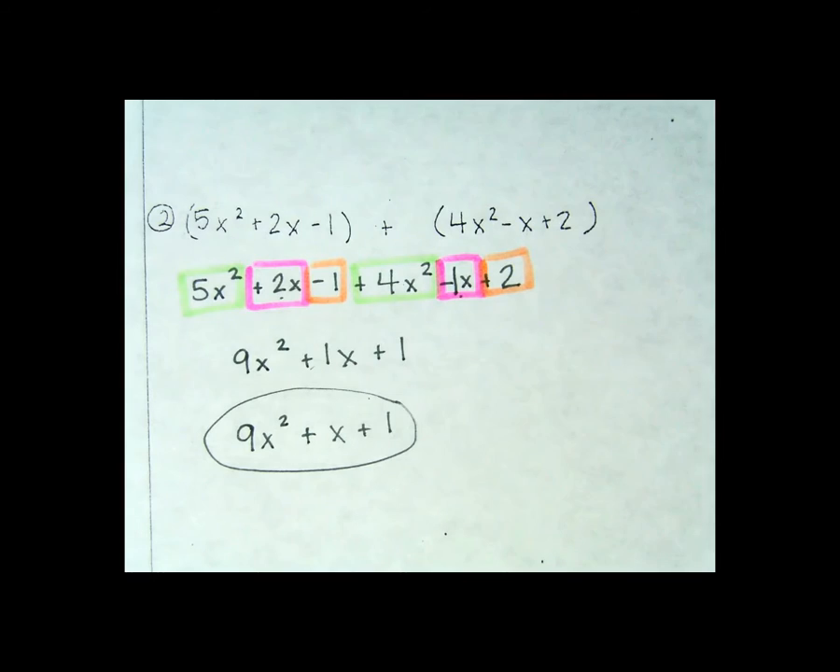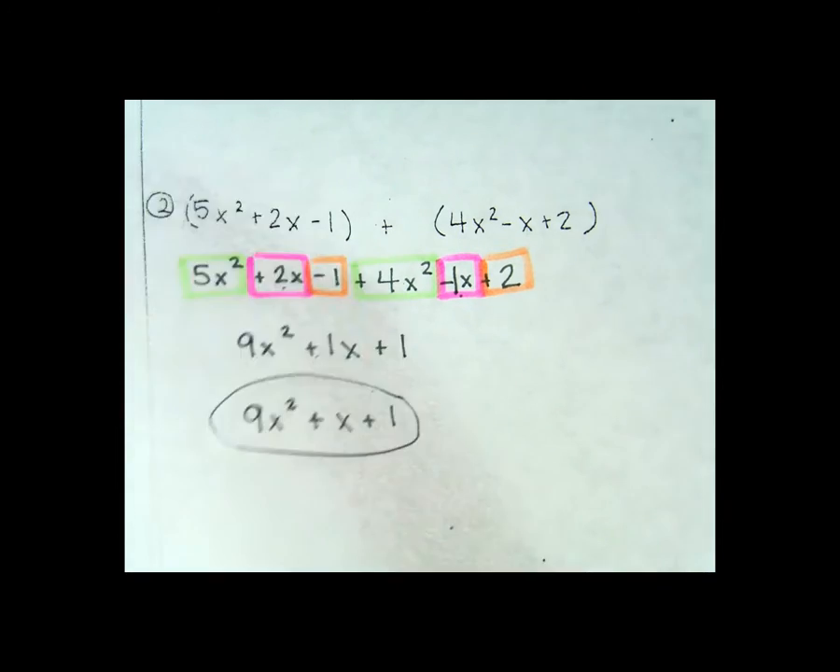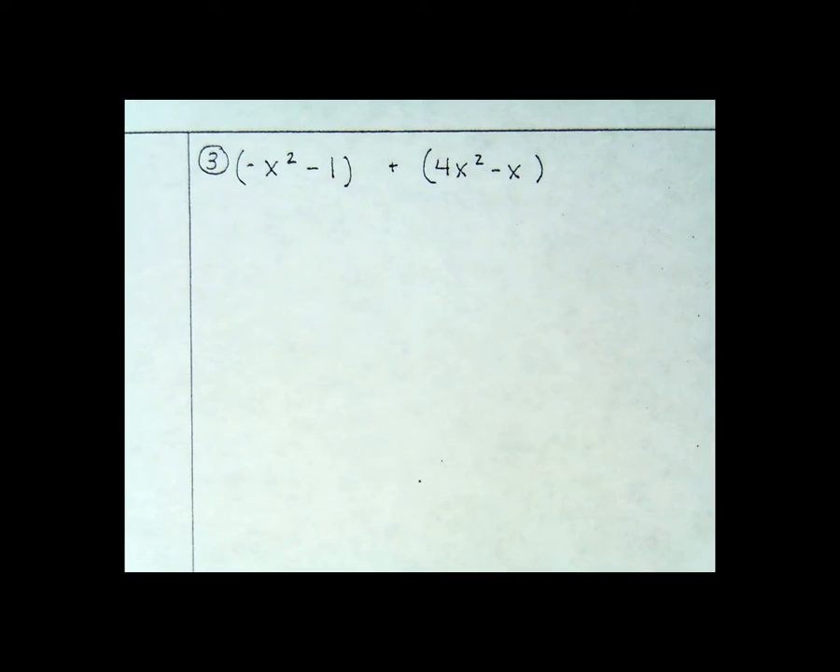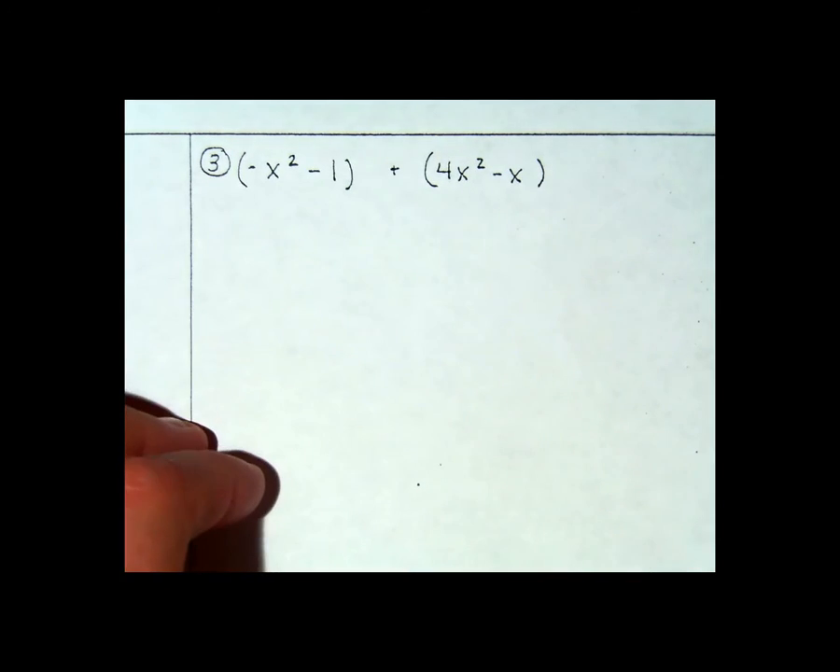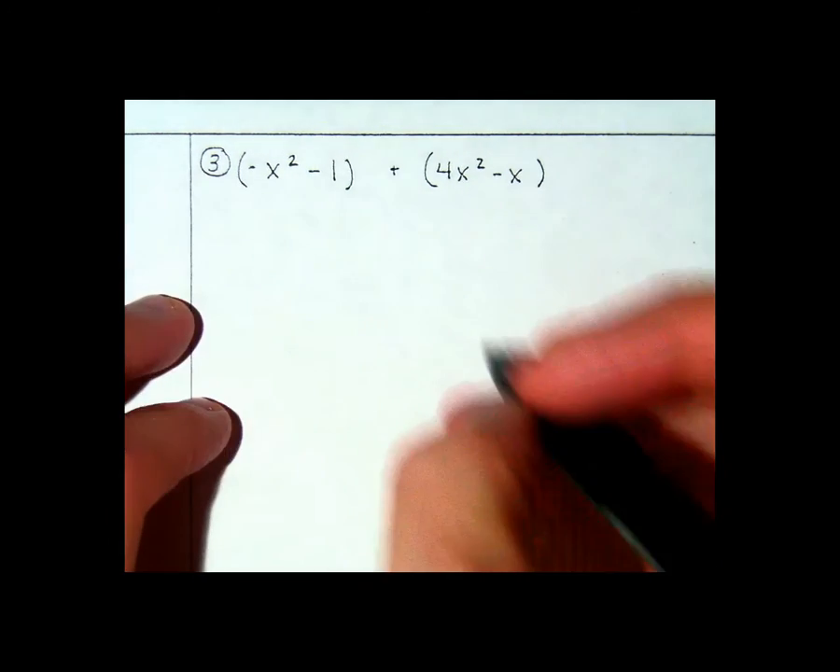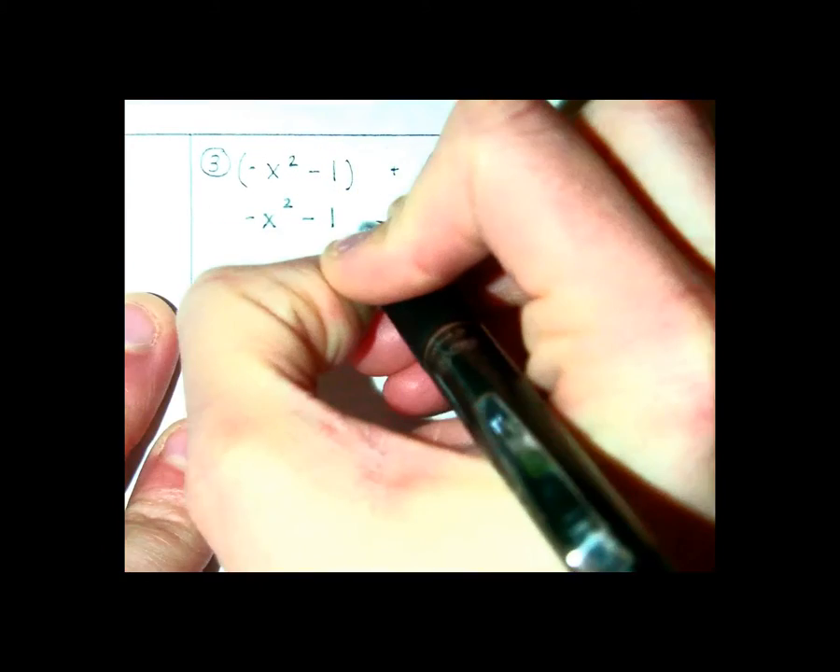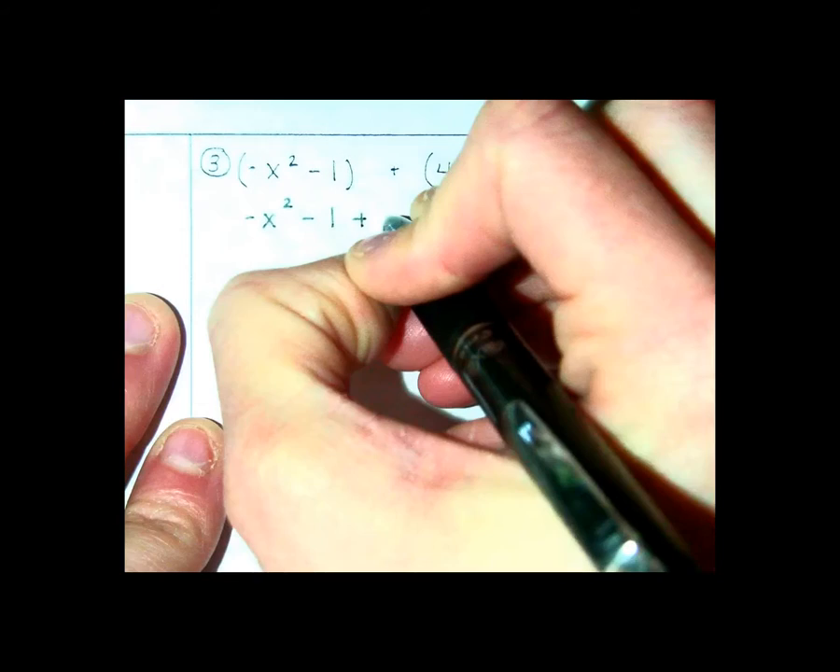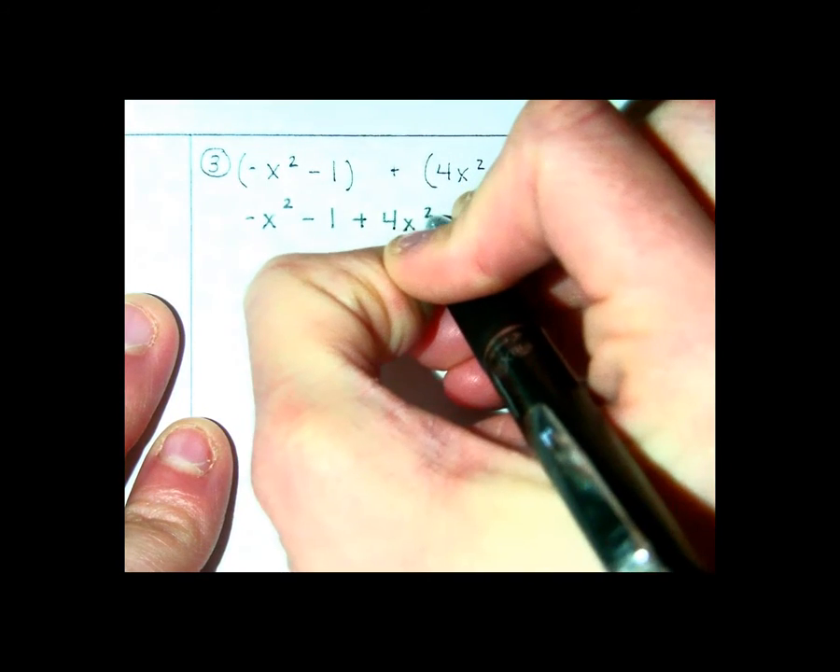I want you guys to try numbers 3 and 4. There's 3. Go ahead and try that one. And alright, so number 3, does it have anything in front of it? No, so I'm going to rewrite these. Neither does this second set of parentheses.